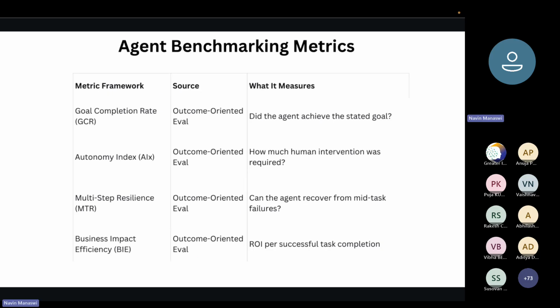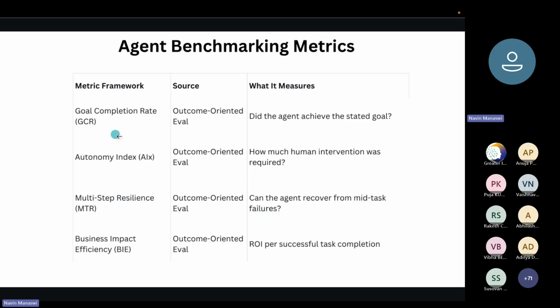Okay. Now same with agent benchmarking metrics. We have goal completion rate, we have autonomy index, we have multi-step resilience, we have business impact efficiency and so on. These are all metric frameworks basically, and each has a goal. For example, the first one, goal completion rate: did the agent achieve the stated goal? Okay, they will measure it. Autonomy index measures how much human intervention was required. For example, your agent is performing a loan approval task. They will figure out how many times human interaction was required. Maybe out of eight steps, you require it only two times. Then multi-step resilience: can the agent recover from a mid-task failure? For example, if there is a failure in some task, whether the agent can recover or not.